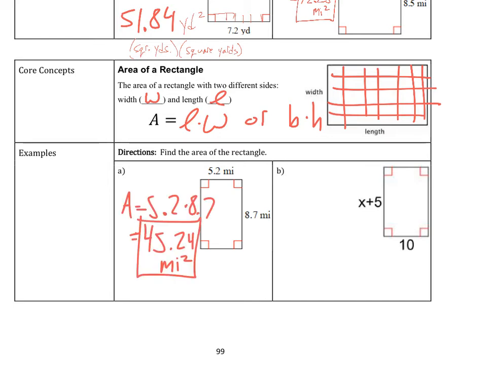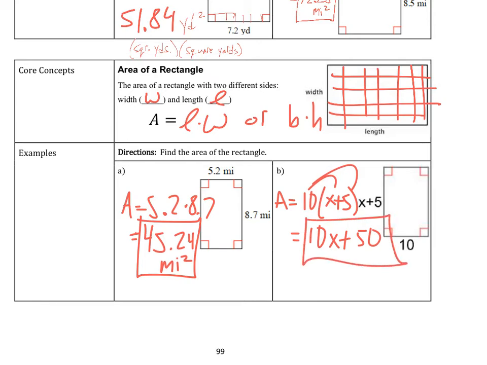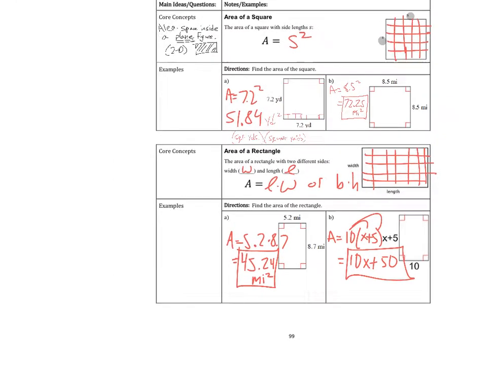You get 45.24 square miles. Not too tough, huh? How about B here? Got an X. Your answer's going to have an X. If you haven't tried it, pause it, try it out. We're going to get 10 times X plus 5, which is just, if we distribute this out, 10X plus 50. No units on this problem. If you want to put units squared, that's fine.